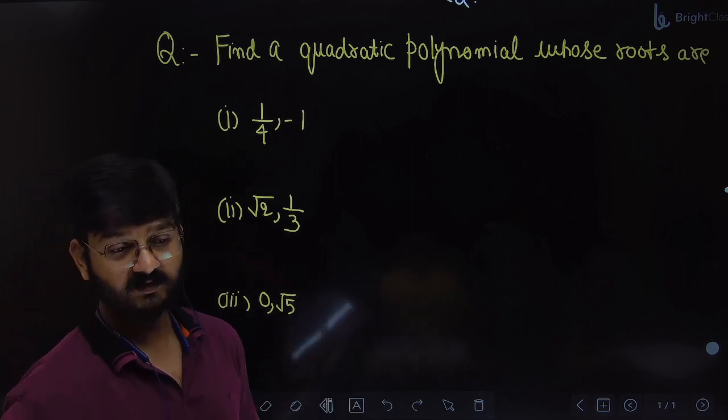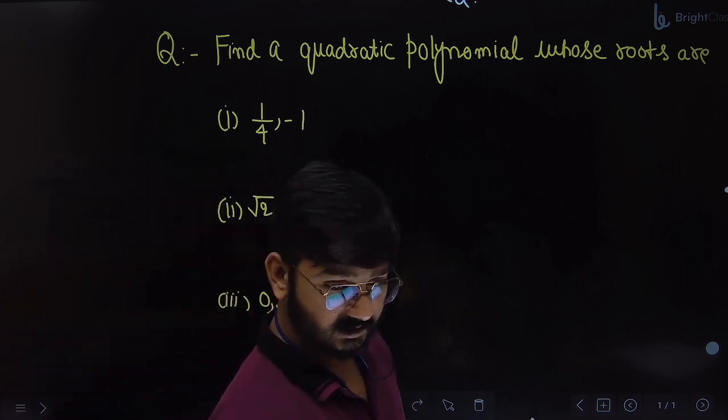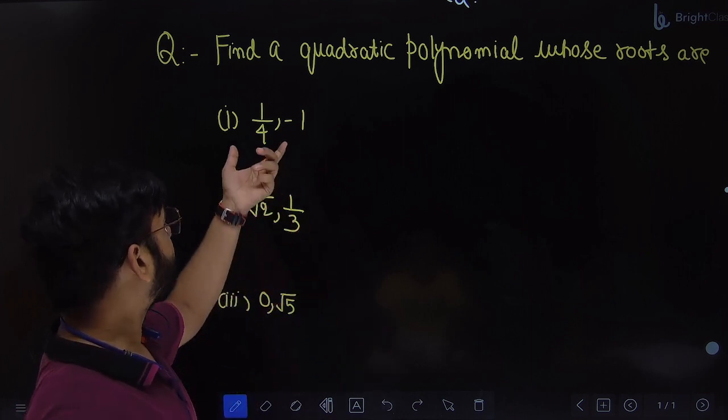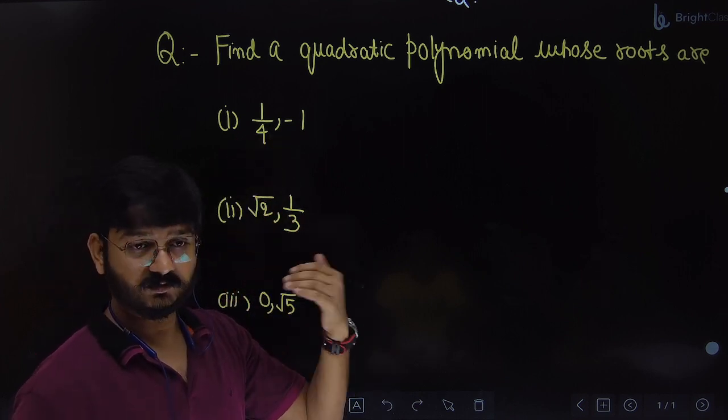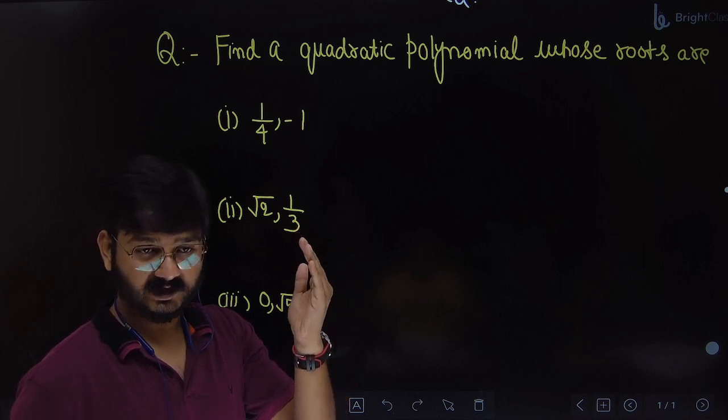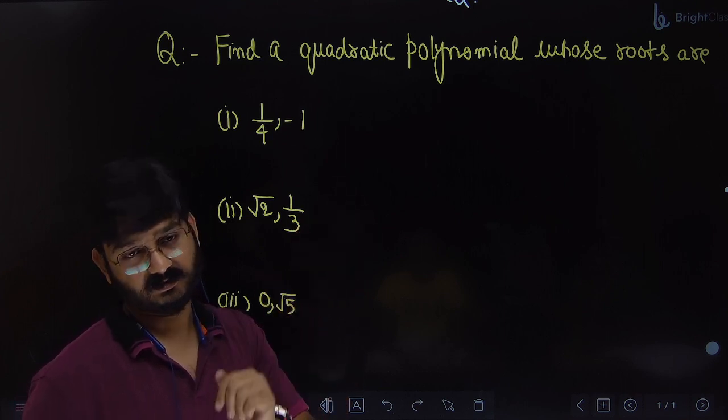So what are the things we need for the equation? Sum of roots and product. Add them, you will get the sum. Multiply them, you will get the product. And then use x square minus s x plus p equal to 0.